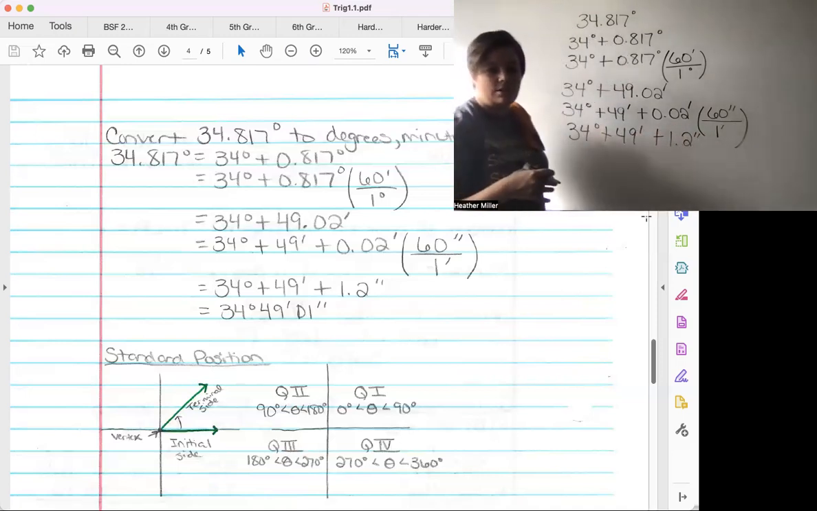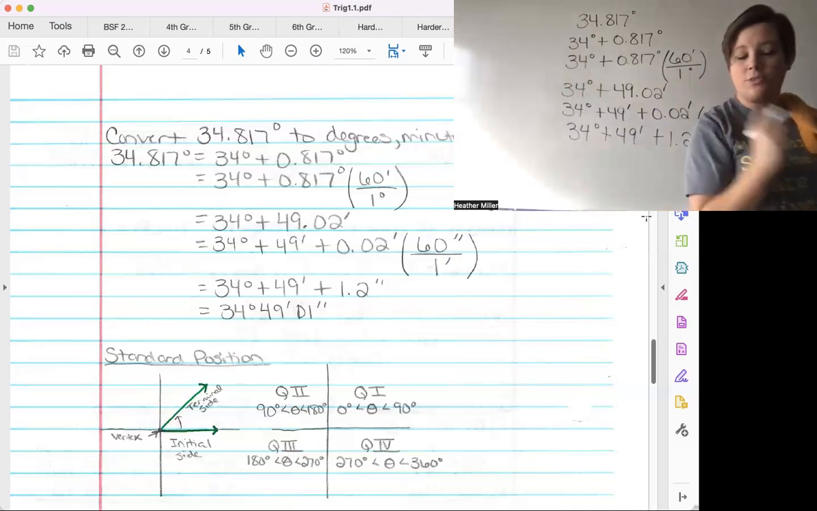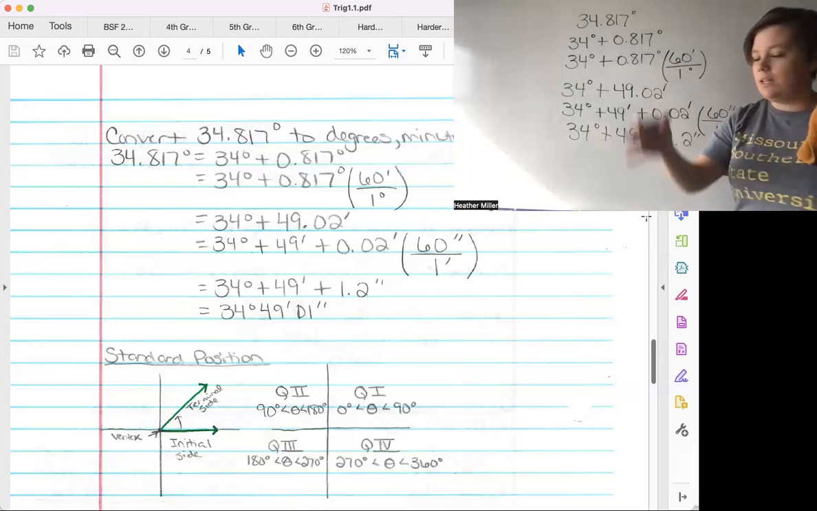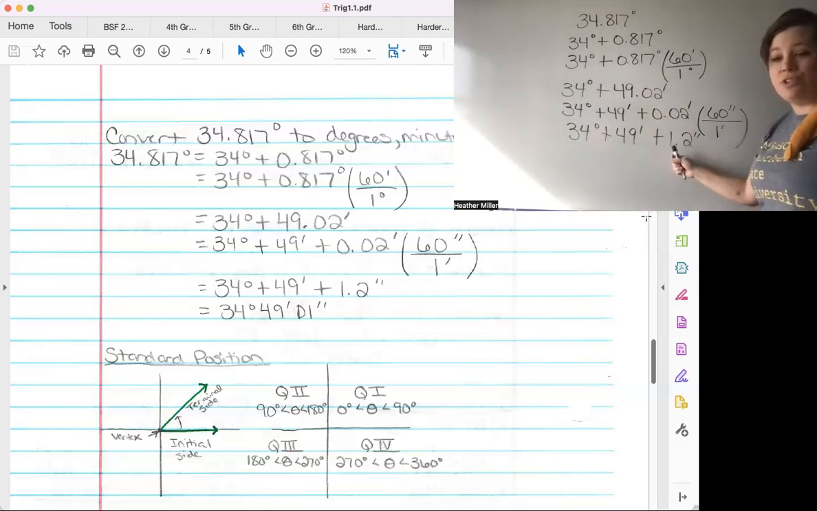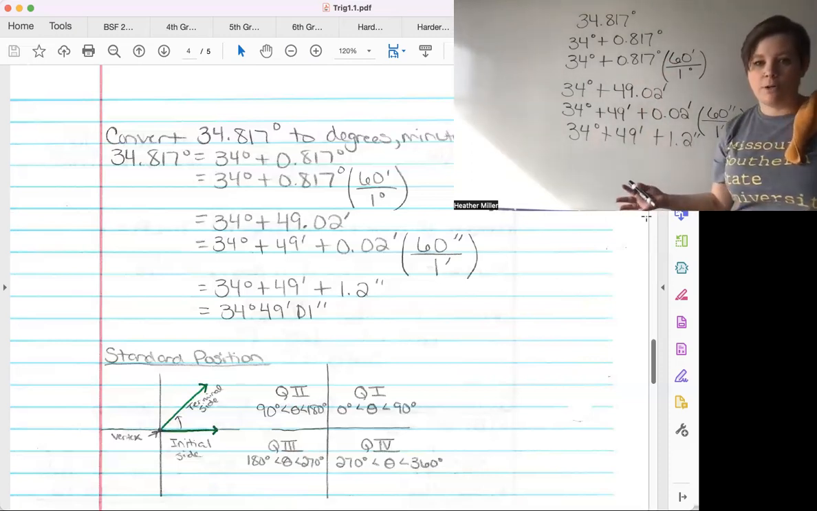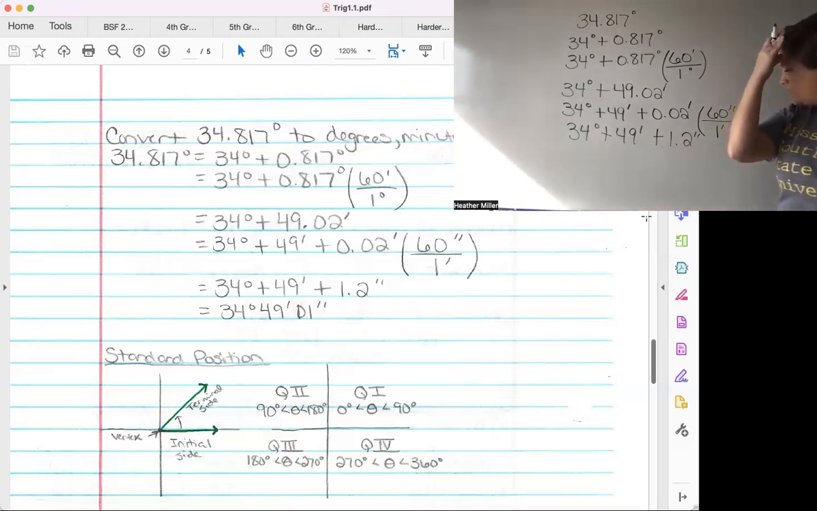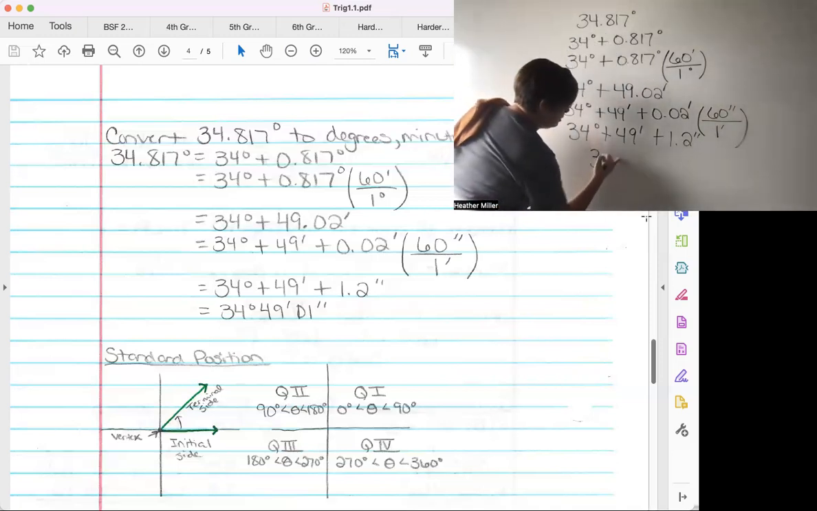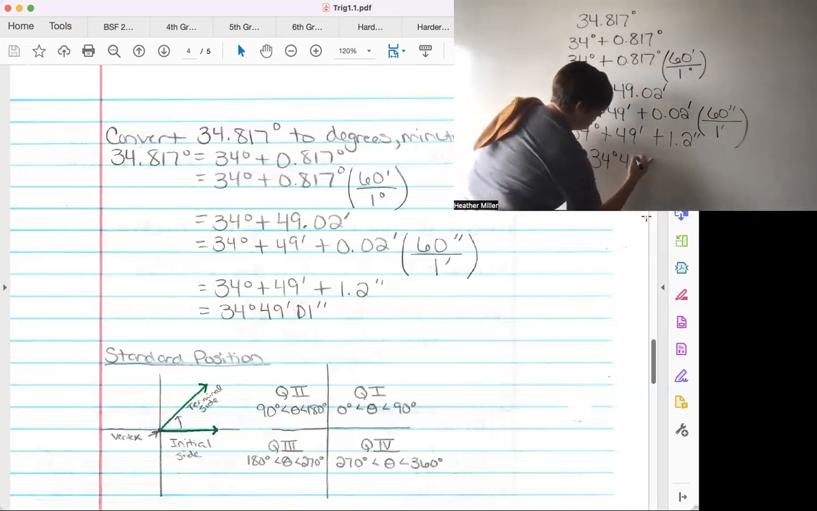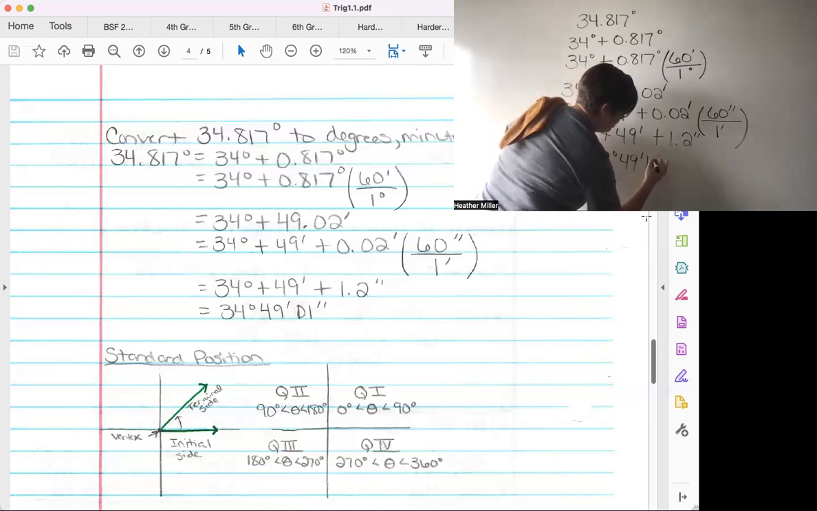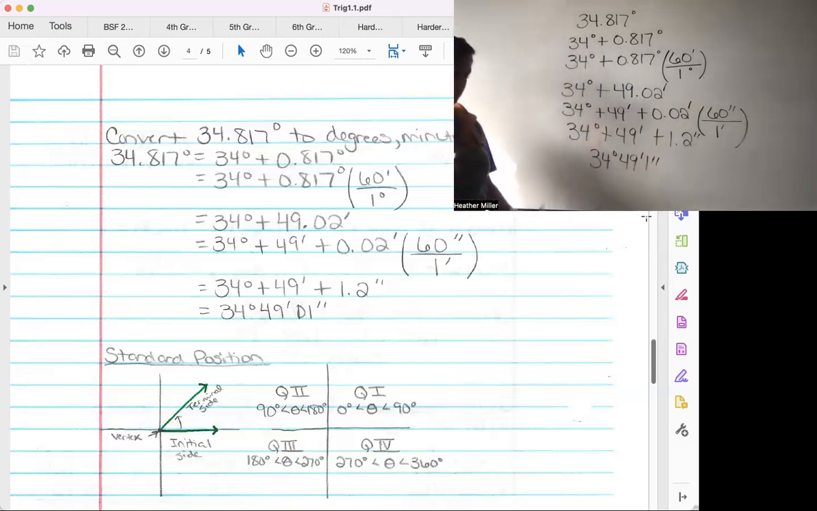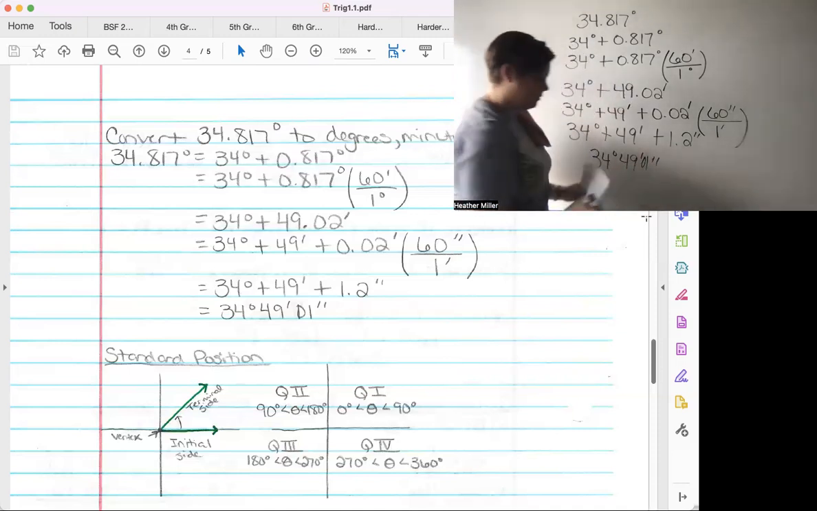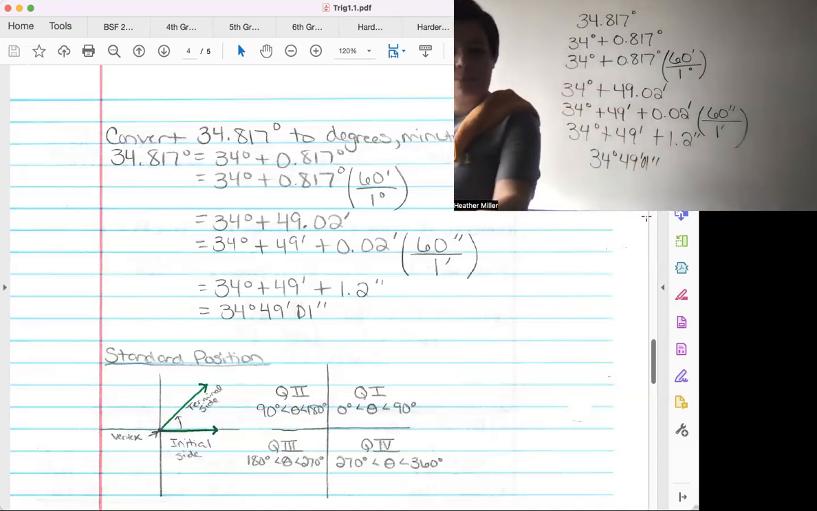This is where it's important to note that it says right there at the top, it wants us to convert to degrees, minutes, and seconds. We still have this 0.2, so we're going to round it down to the nearest second, so that this becomes 34 degrees, 49 minutes, and 1 second. Or 01, sorry. We usually write it with a 0 in there.